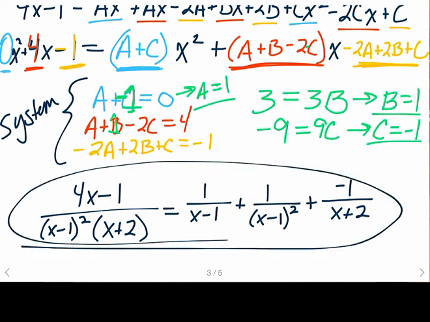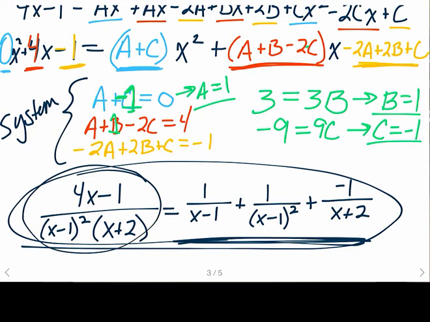Here's the answer. Now suppose you wanted to check and see that you were correct. What you could do is you could get common denominators on the right-hand side, multiply by appropriate factors, combine like terms, and you should end up with the fraction that we started with that's on the left-hand side.